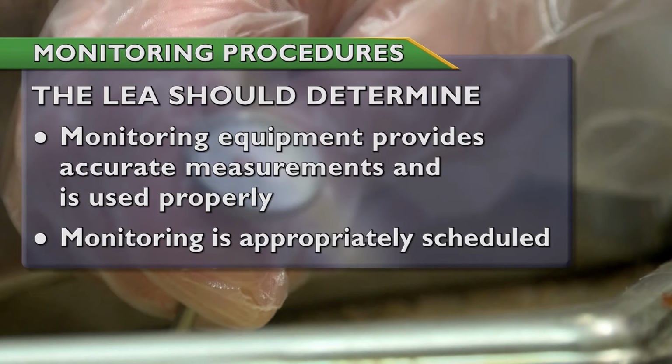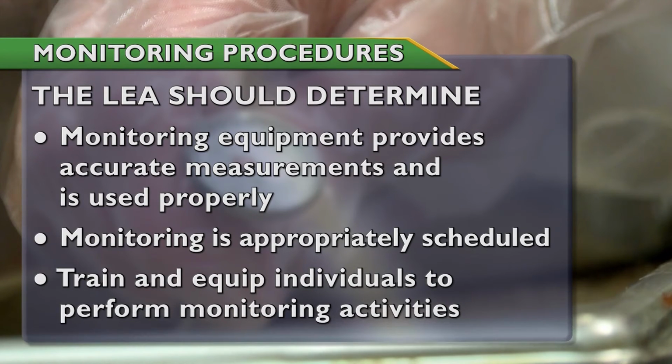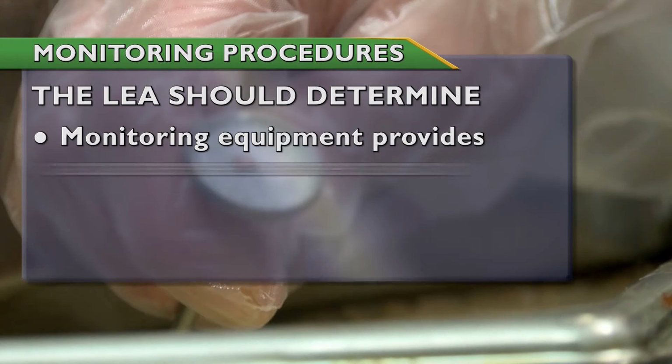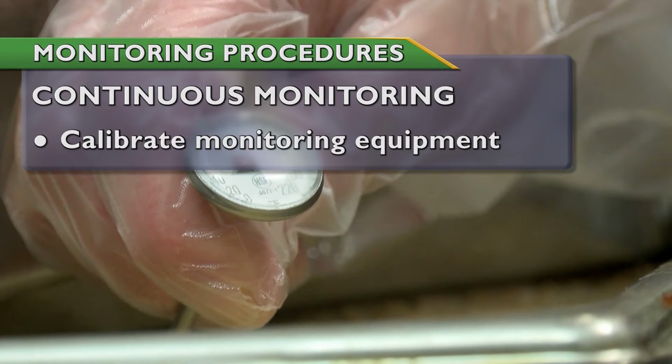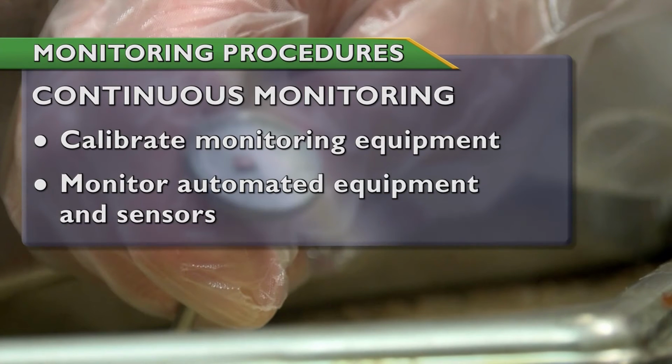Individuals chosen to be responsible for a monitoring activity should be given the training and equipment necessary to properly perform the monitoring activities. If continuous monitoring equipment is used, it is important to calibrate the equipment and to monitor automated equipment and sensors.